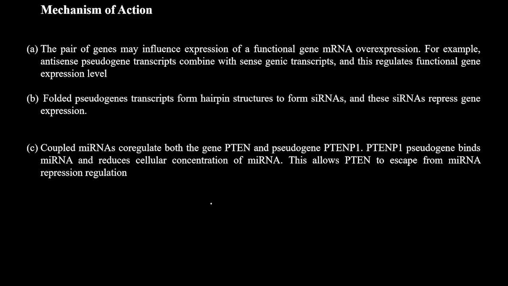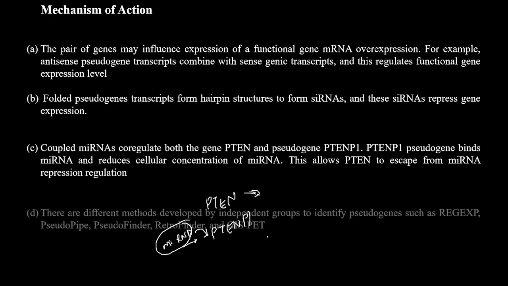For example, if you see, this is the gene P10. This is the pseudogene P10P1. miRNA is binding to this, so it is losing its ability to bind to this, and because of this P10 can express and it can escape from the miRNA repression because miRNA is busy binding to the P10 pseudogene. So that's all about it.